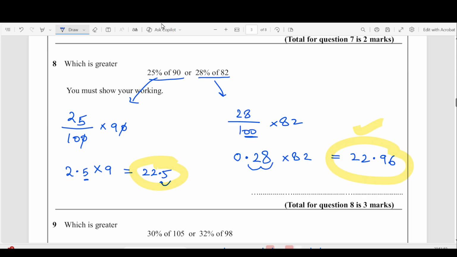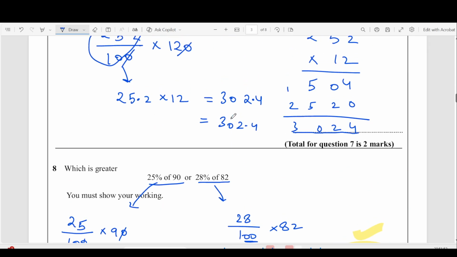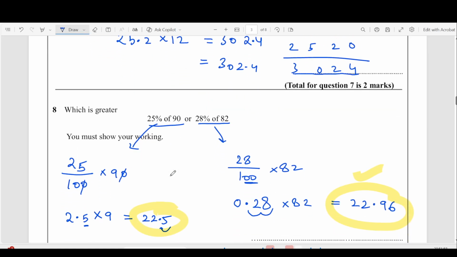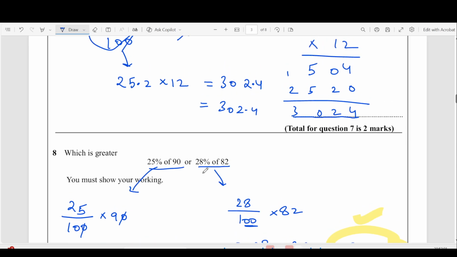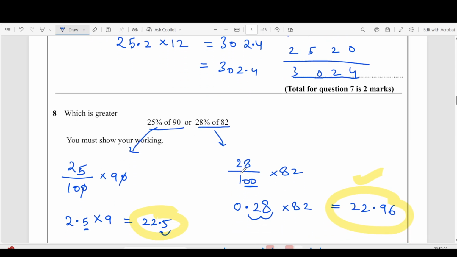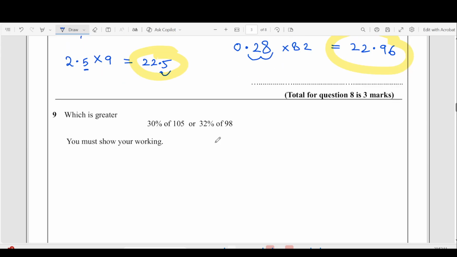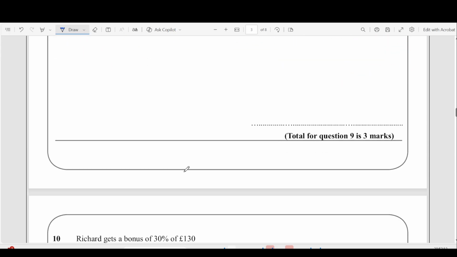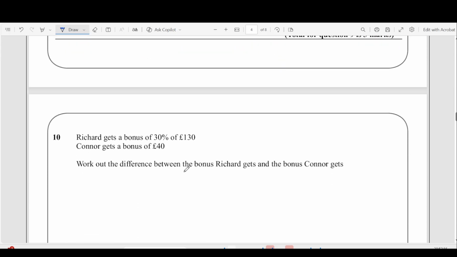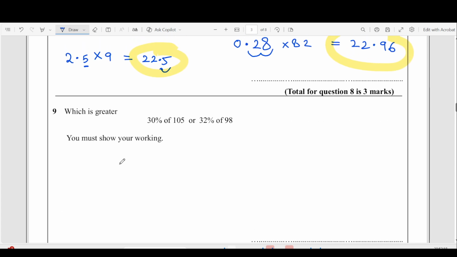Did you get your answer? Yes, 25% of 90 is 22.5. And the other one? The second one, 22.96. So which one is greater? 28% of 82, right? That's greater. The same way we can do 9, but I'm skipping it. I'm going on to number 10, okay? Because it's similar.